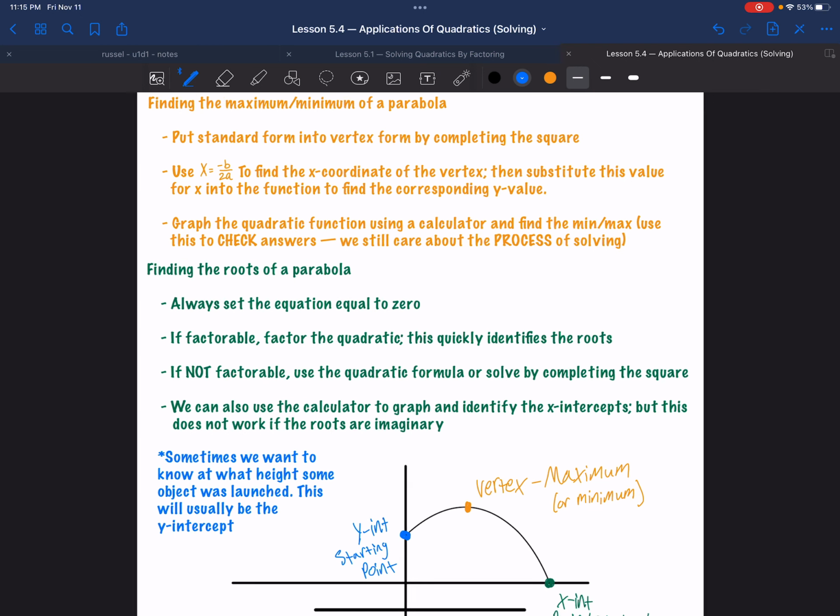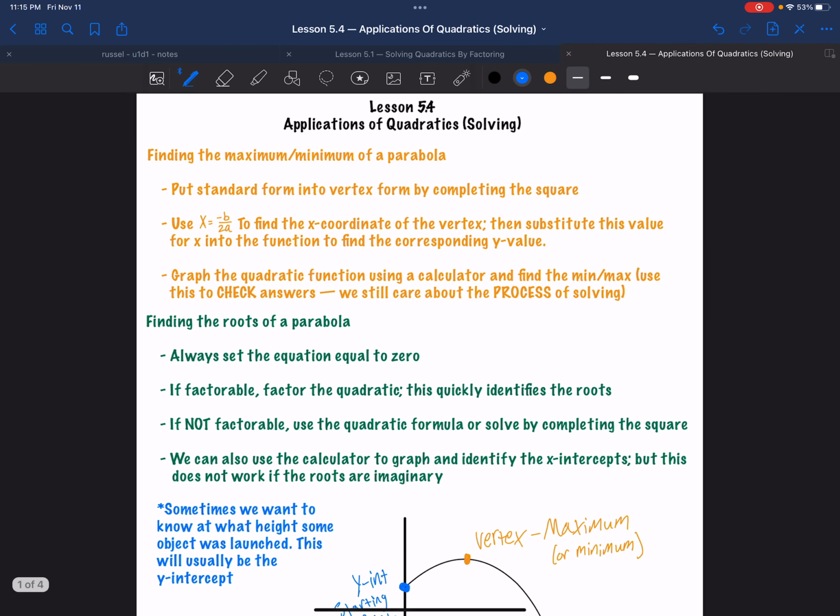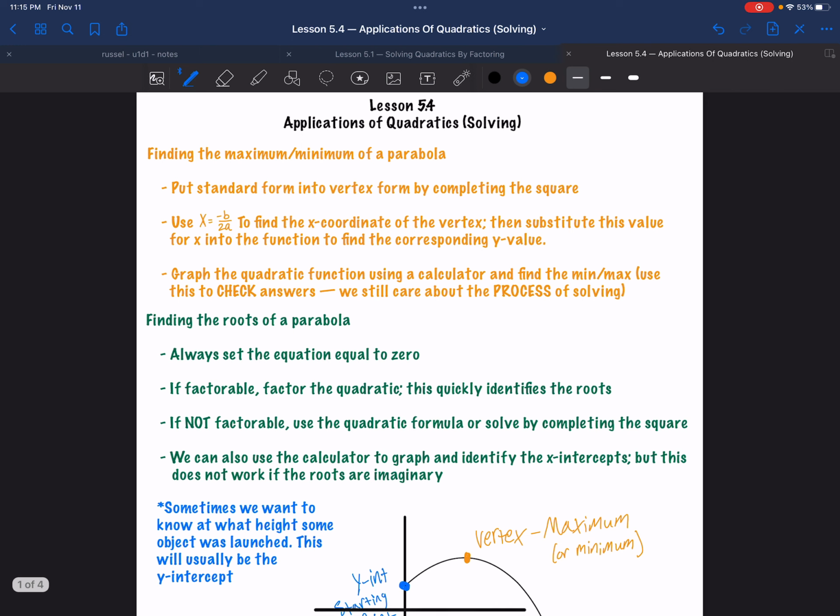So this first page here are just some general things to think about when you are reading word problems. Whenever you're reading these real-world contexts, how should you be thinking about them? What should our approach be? Then I'm going to go through a few examples. I've got a couple examples on projectile motion, which is when an object flies through the air. And then I have another couple examples on area problems.